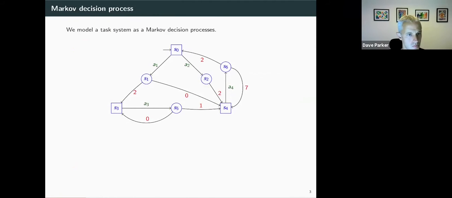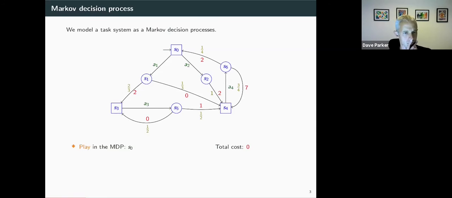We model a task system as a Markov decision process or MDP. It is a directed graph containing two kinds of vertices, square vertices and circle vertices. We can also think of it as a game where player 1 is controlling the square vertices and player 2 is controlling the circle vertices. Each vertex represents the state of the system. Each edge from player 1 vertices is labeled by an action. The edges from player 2 vertices have an associated cost. The player 2 vertices also have an associated probability distribution on the edges coming from them.